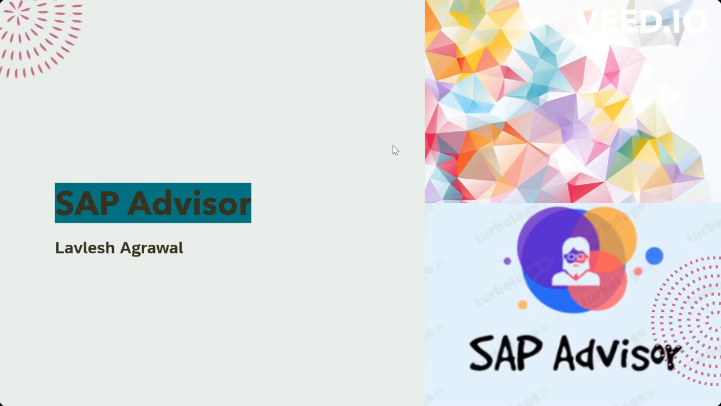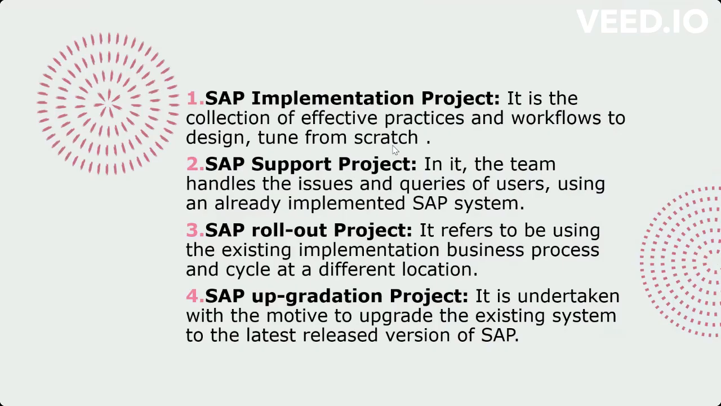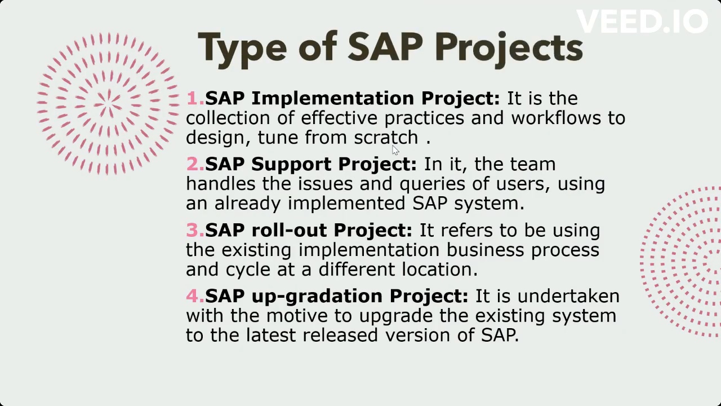So let's continue our today's topic. Our today's topic would be types of SAP projects and different approaches for S4 adoption. First we'll talk about the types of SAP projects. The first one is the SAP implementation project. Second one would be the support project. Third is rollout, and fourth is upgradation project. One by one we'll look into the different kinds of projects.